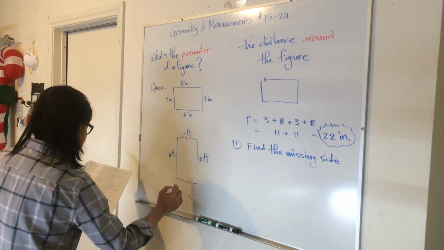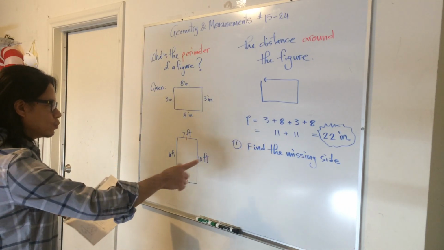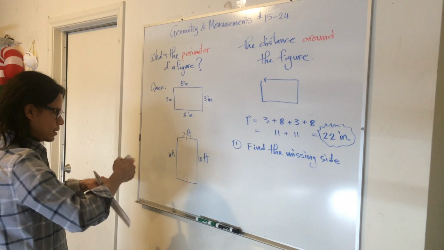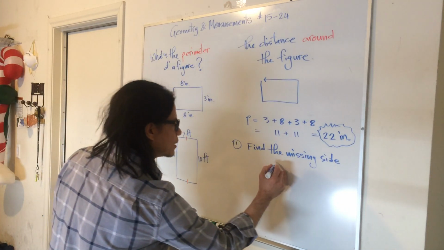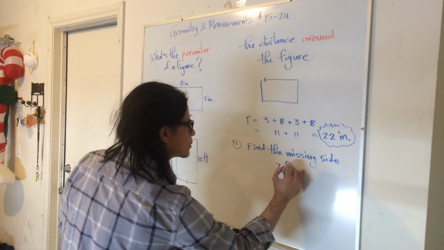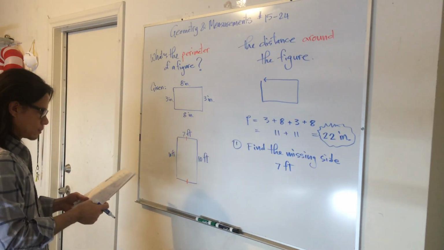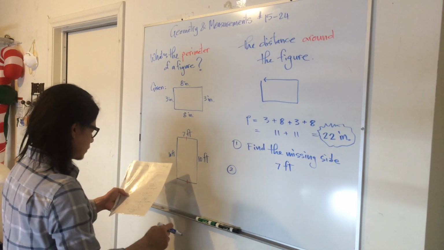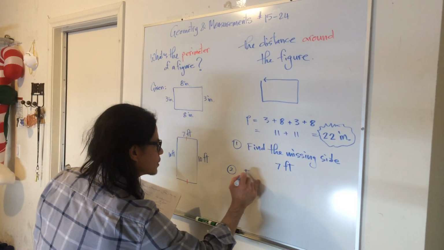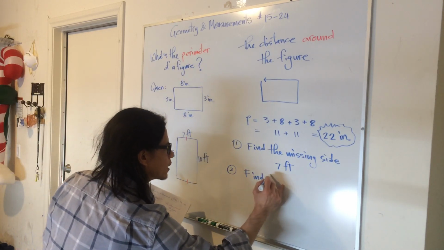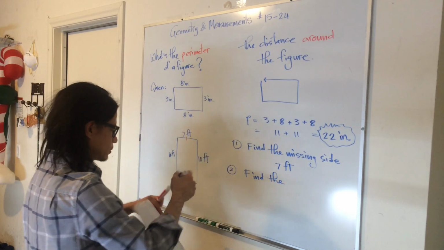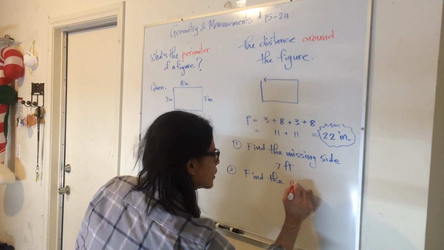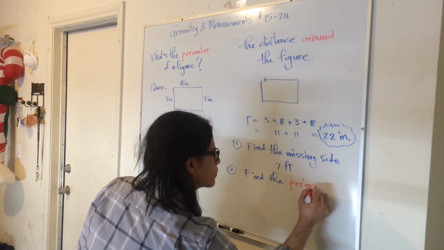So the bottom side would also be 7 feet. Okay, so the missing side is 7 feet. Now we can find the perimeter. So step 2 would be find the perimeter, because that's what the question is asking.